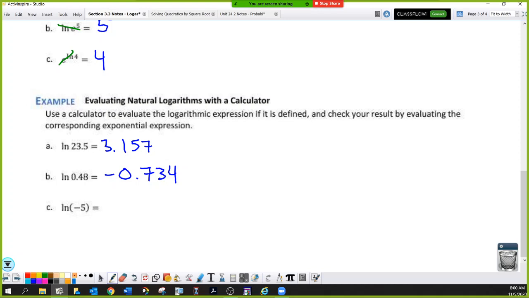Think of it like this. 2 and change is less than 3, right? So 3 to the second is 9, so e to the second is less than 9. You see how I'm doing this? 3 to the third is 27, so e to the third is less than 27. 3 to the fourth is 81, so e to the fourth is smaller than 81. This log had to be somewhere between 3 and 4.